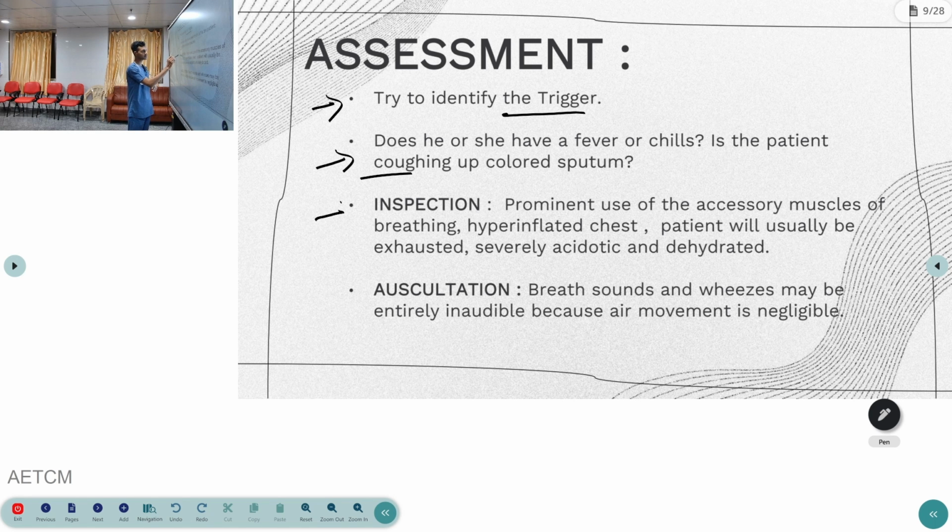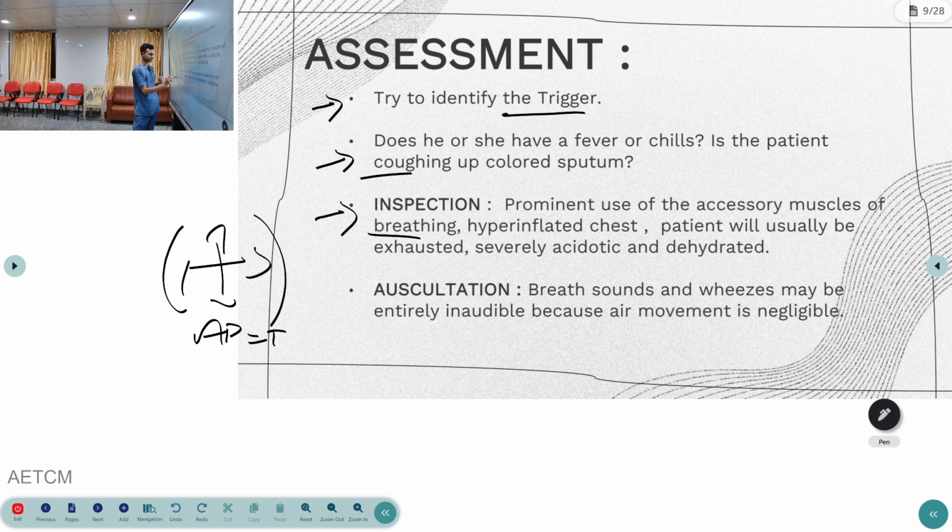Second thing, inspection wise, we have to assess the prominent use of the accessory muscles of breathing. For inhalation, you can see the sternocleidomastoid. For exhalation, you can assess the abdominal muscles, which are the accessory muscles. Hyperinflated chest means the barrel chest appearance, which we already know. The transverse diameter and the anteroposterior diameter of the chest are equal in ratio, and that is called the barrel chest or hyperinflated chest.